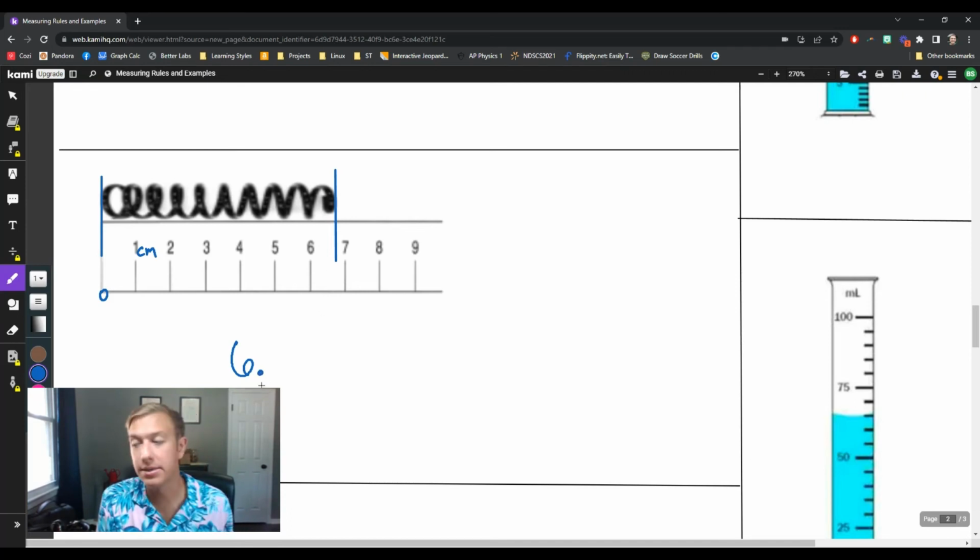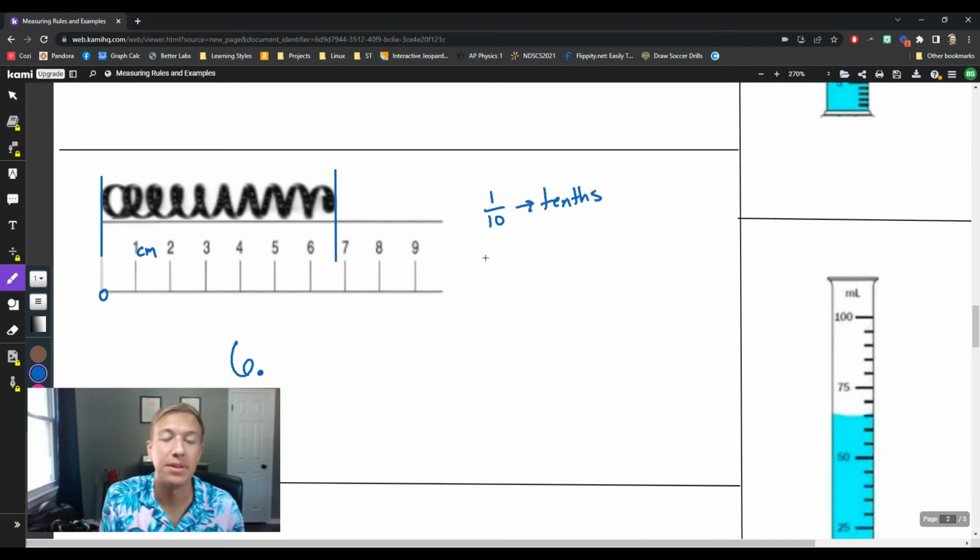So I'm less than 1. So now I'm in a decimal. I'm in the tenths place. That's 1/10 or tenths place, like that.